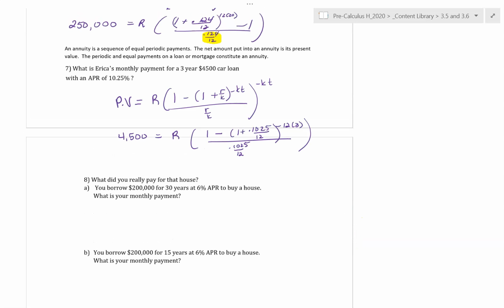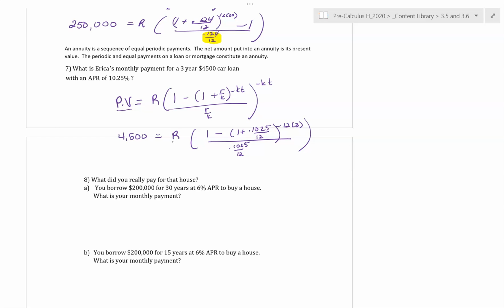So I know I'm not just using my compound interest formula because, again, we have an equal periodic payment. We're paying monthly to pay off this loan. So $4,500 is my present value because the bank is handing me $4,500 today. And I need to have equal periodic payments over a period of 3 years to pay back the loan. So we are going to solve for R.